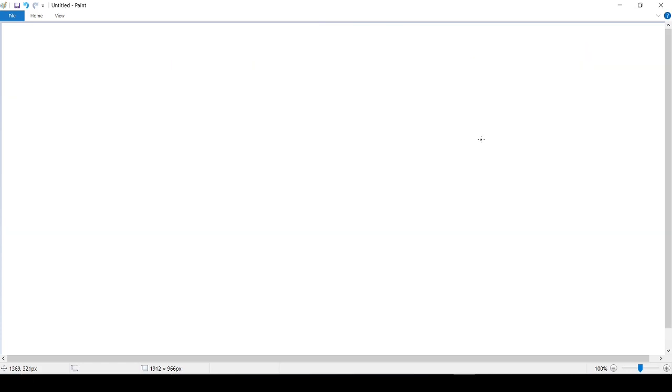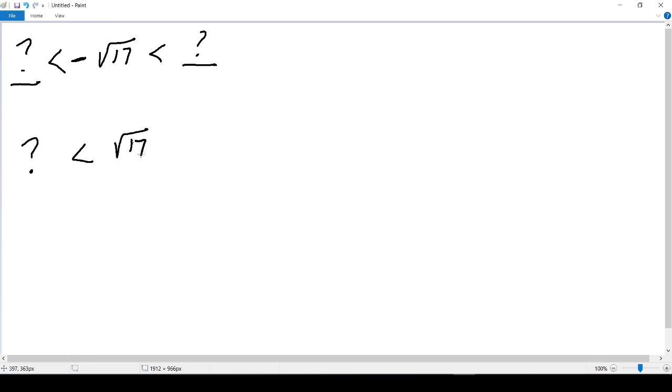So before you go, try to solve this on your own. In between which two consecutive numbers does negative square root of 17 lie? So you will have to fill in the question marks. And same thing for square root of 17.